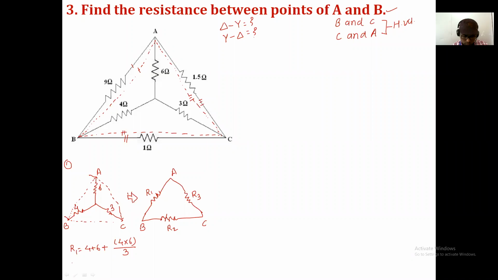So can you give me the value of R1? 18. 18? Yes, sir. Okay. Then let's try to calculate the others in the same way.